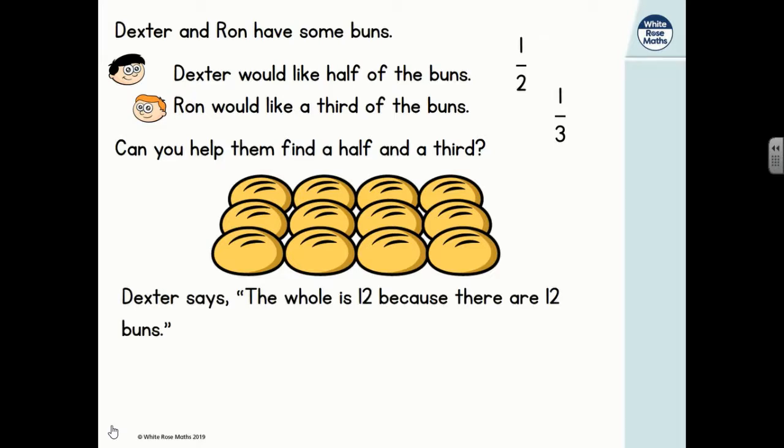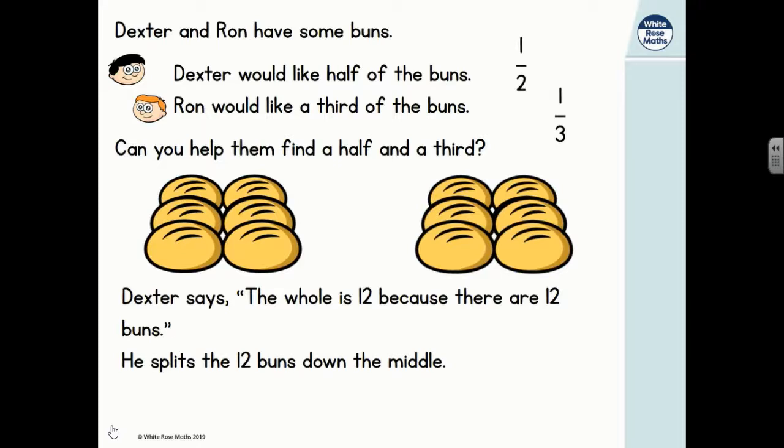Okay. Dexter says, the whole is 12 because there are 12 buns. Have you got 12 buns or 12 somethings? What are you going to do to find a half? Dexter splits the 12 buns down the middle. You can now see he's got 6 buns on one side and 6 buns on the other side. Half of 12 buns is 6 buns. Half of 12 is equal to 6.